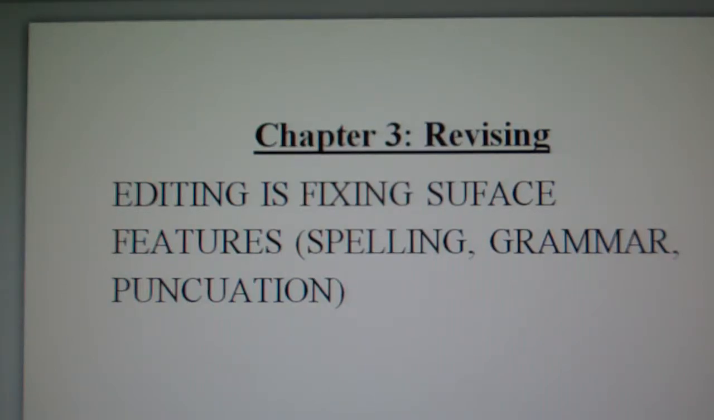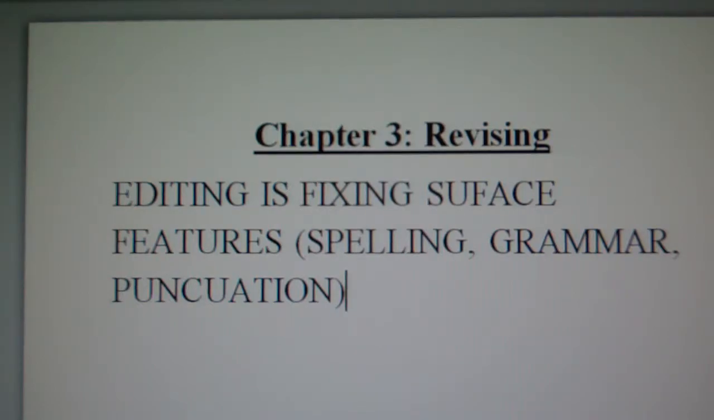And I'm going to try to keep this video relatively short and simple. I'm just going to go through the key concepts that I think you'll need to know as you work through the chapter. So when we're talking about revising, the first thing you'll see on the screen is that I've given a very general definition of editing.